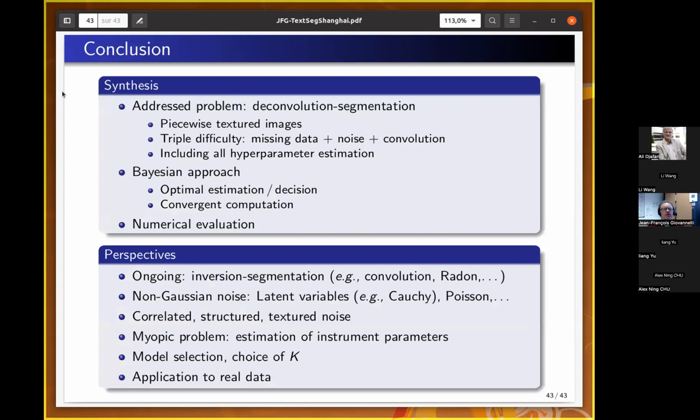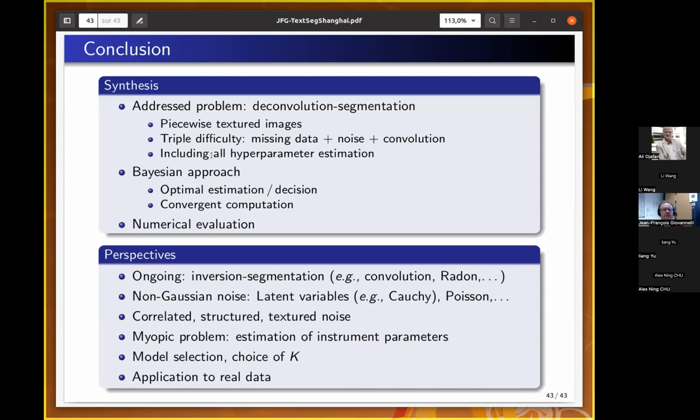The conclusion, I propose here a synthesis. So we address the problem of joint deconvolution segmentation of piecewise texture images with a triple difficulty: convolution, missing data and noise, including, and this is something important for us, including estimation of all the hyperparameters, including the Potts parameter.